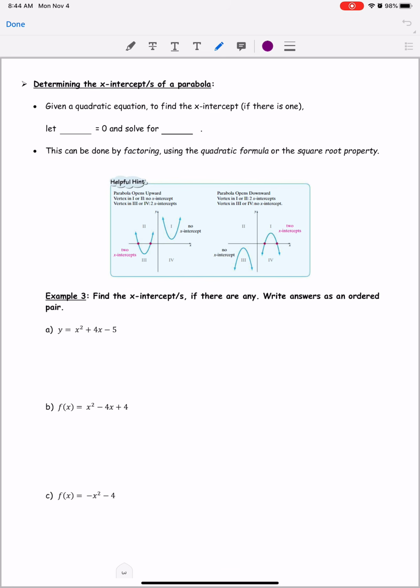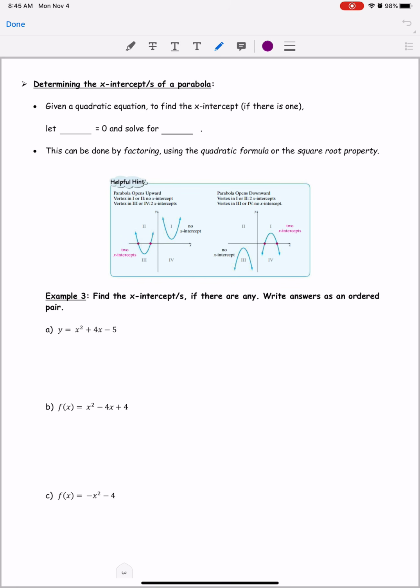When we know if the parabola goes up or down, we know if it has a max or a min. And now we just learned how to find the vertex, the turning point of that parabola. So now we're going to determine the x-intercept or intercepts of a parabola. To do this, it's the same way we did when we graphed linear equations.